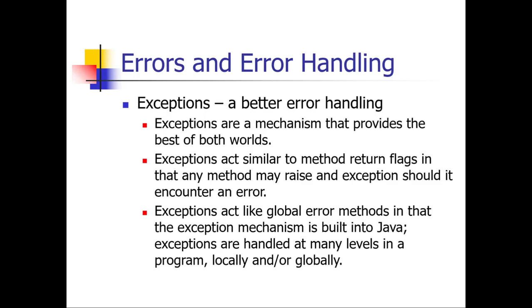Exceptions: a better error handling. Exceptions are a mechanism that provides the best of both worlds. Exceptions act similar to method return flags in that any method may raise an exception should it encounter an error. Exceptions act like global error methods in that the exception mechanism is built into Java. Exceptions are handled at many levels in a program, locally or globally.